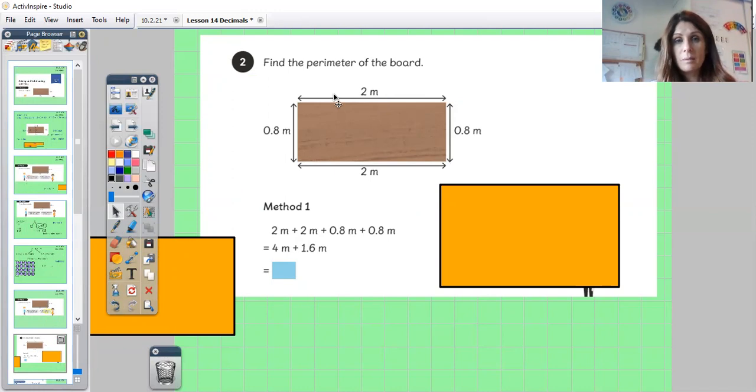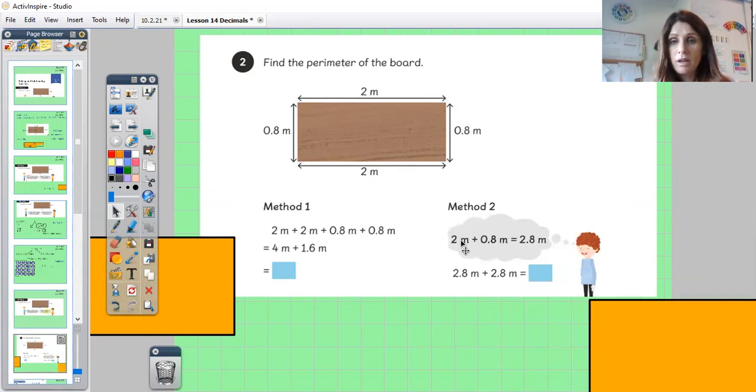So we know that the perimeter is all the way around the shape. So we know that we need 2 meters, 2 meters, 0.8 meters, and 0.8 meters. So this first method, it chooses the 2 longer lengths and adds those together, makes 4 meters, and chooses the 2 shorter lengths, adds those together, and makes 1.6. Now, an easy way of doing it, remember, is going 8 add 8 is 16, but both of them are 10 times smaller, so you need to make it 10 times smaller. Okay, so that's your first one, which makes 5.6 meters, not meters squared, it's meters this time. It's only meters squared if it's area.